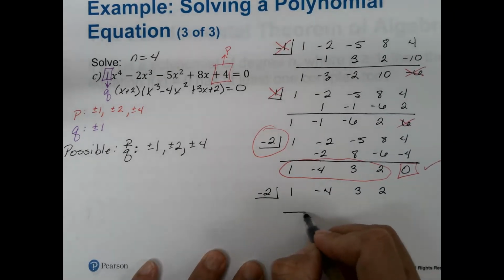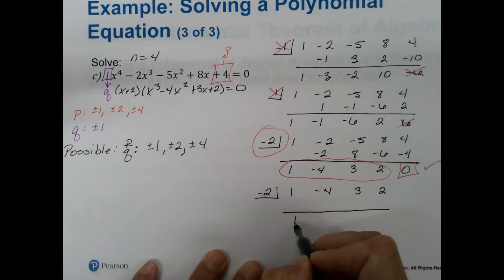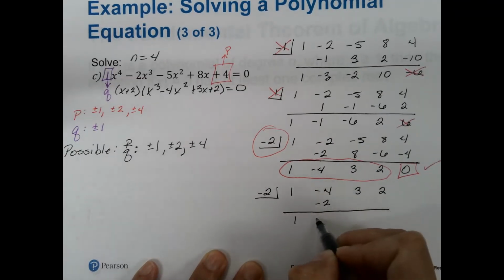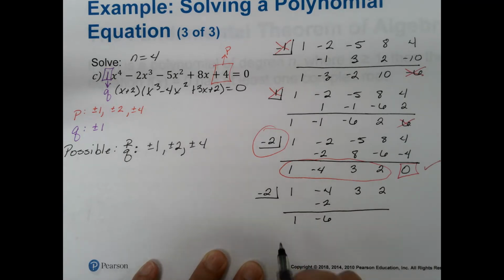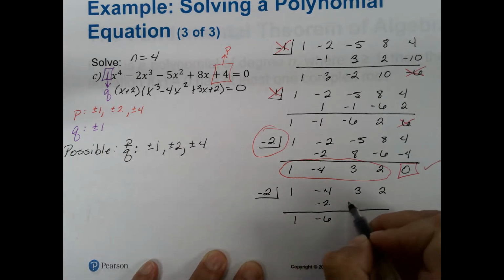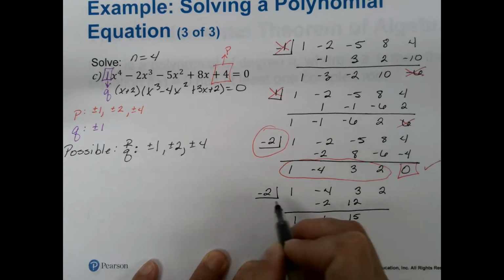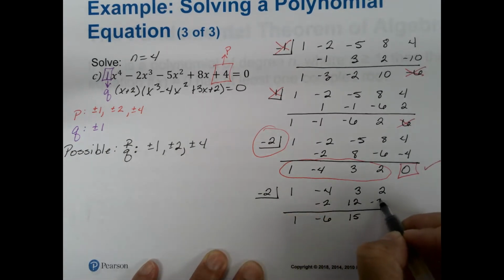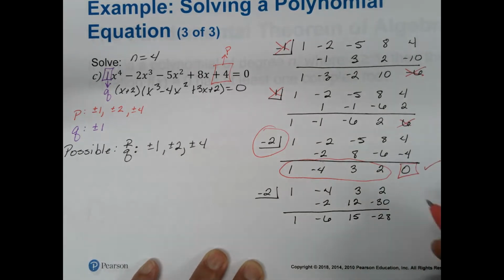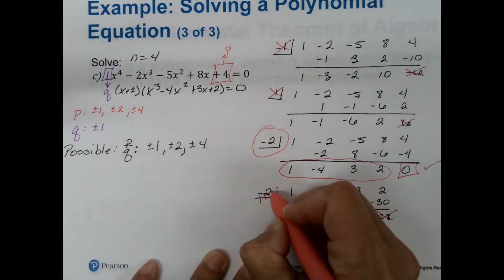So I draw my line, I bring down my 1. Negative 2 times 1 is a negative 2. These add to give me a negative 6. Negative 2 times a negative 6 is a positive 12. Those add to give me 15. Negative 2 times 15 is a negative 30. Those add to give me a negative 28. So negative 2 is not repeated.